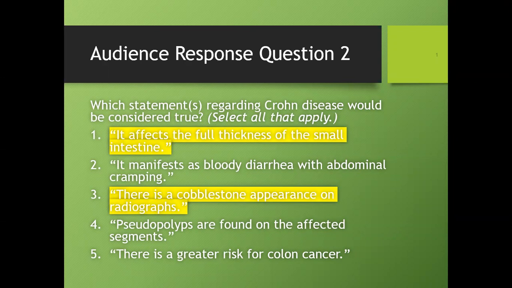Now, we talked about blood in the stool. That does happen with Crohn's disease, but it's more indicative of ulcerative colitis. That's where you think ulcers, they're going to be actively bleeding. So that's where you're going to have lots of bloody diarrhea. Now, pseudopolyps are found in ulcerative colitis as well. And ulcerative colitis is the condition that has the greatest risk of colon cancer, an increased risk of colon cancer if you have ulcerative colitis.